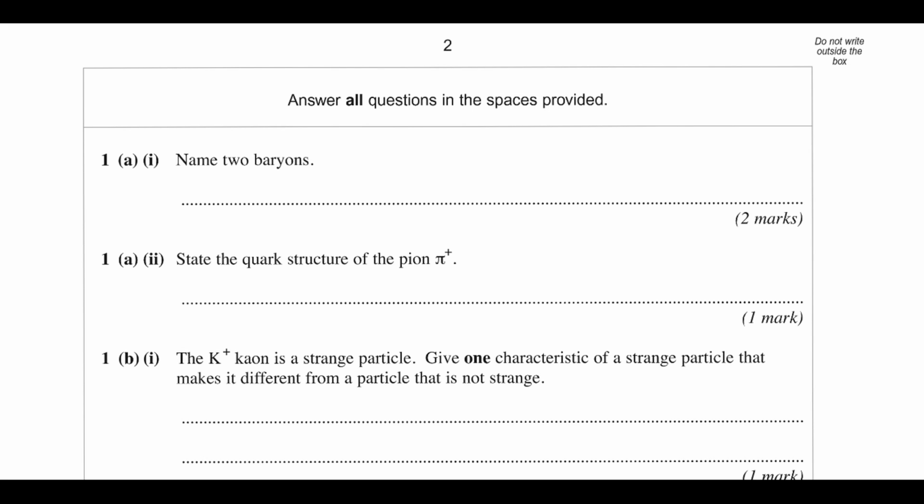Okay, so in this video I'm going to go through the June 2011 Unit 1 paper. So let's start off with some particle physics. We've got: name two baryons to kick us off, so nice and easy. We're going to go with the two most common, the nucleons, so protons and neutrons as the baryons. Next question, state the quark structure of a pion.